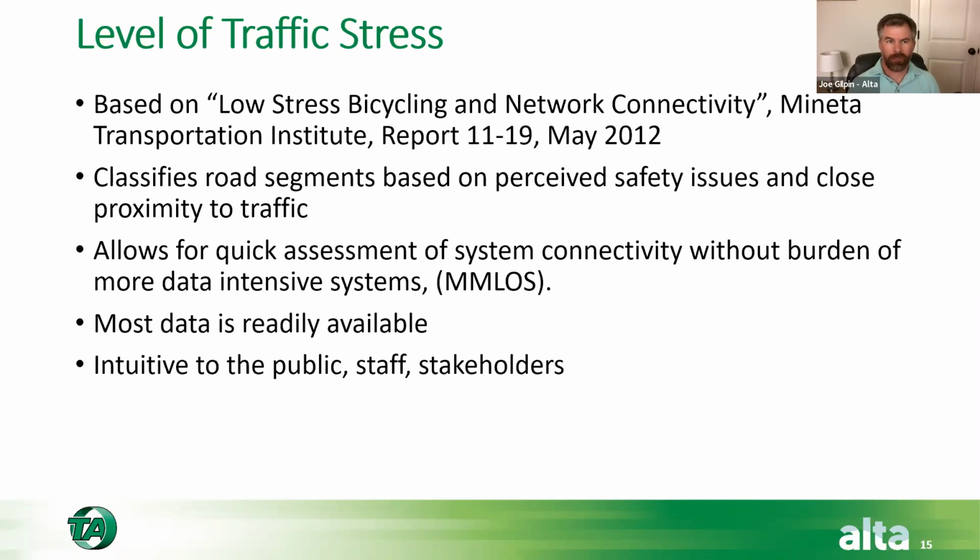So the bicycle level of traffic stress model gets into how the road feels. It's a little bit more qualitative, but it's based on quantitative data. But it's really easy data that we have. We have speed limit data, we have volume information, we have number of lanes, we have presence of bike facilities, the widths, all of these different types of things we have generally within our publicly available GIS. And so we can run this model pretty easily.